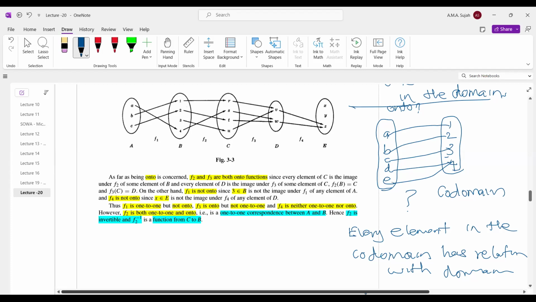So the definition says every element in the codomain. So 1 to 4 are the elements in the codomain. They have a relation, at least one relation, with the domain. At least a minimum of one; the maximum number is possible. So if you look here, 4 is an element of the codomain. It has two relations, two assignments, with D and E. What do you think? Is it onto or not?